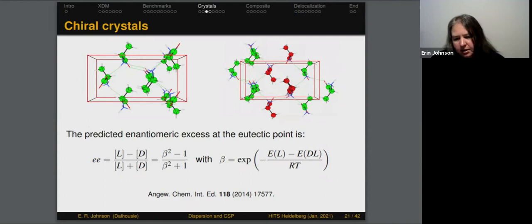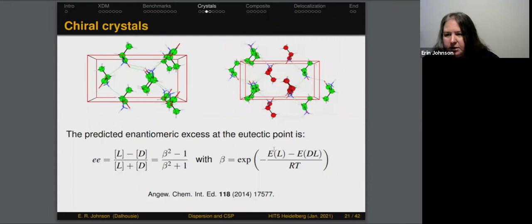And if you let that equilibrate, you'll reach a characteristic chiral eutectic point where you can experimentally measure the enantiomeric excess of the dissolved enantiomer in solution. And from a simple thermodynamic model, you can relate that enantiomeric excess to the relative energy difference between the conglomerate and racemate crystals.